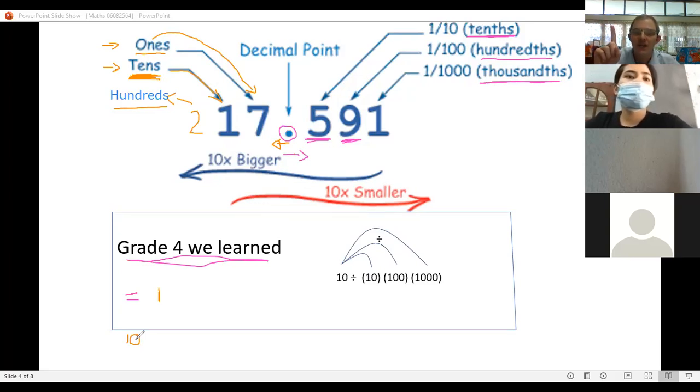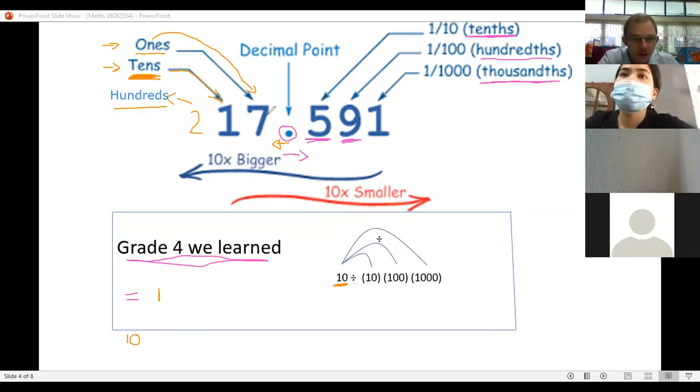How many zeros do you see in 10? 1. 1 zero. Yes, very good. There's 1 zero. So when we are dividing by tens or hundreds or thousands, look at how many zeros there are and take them away.